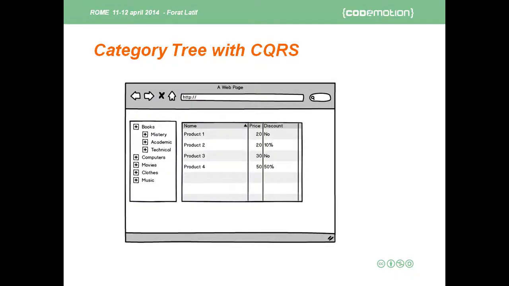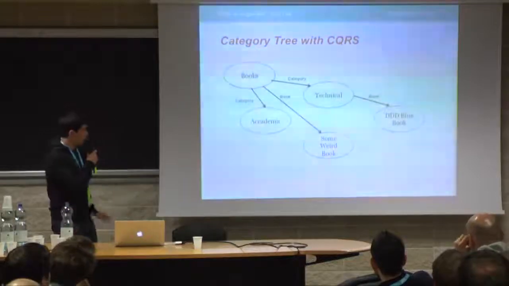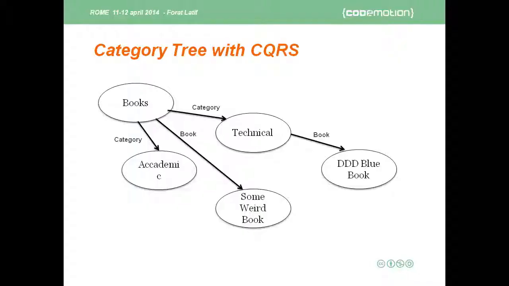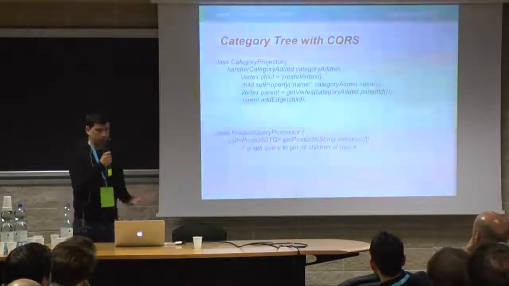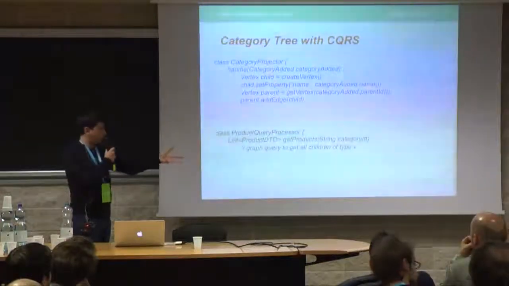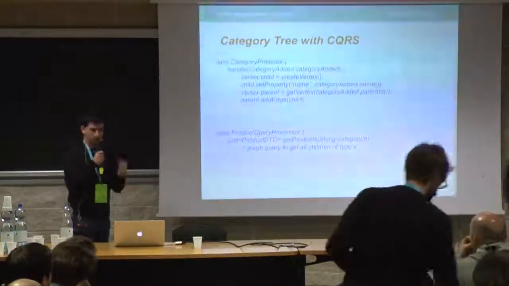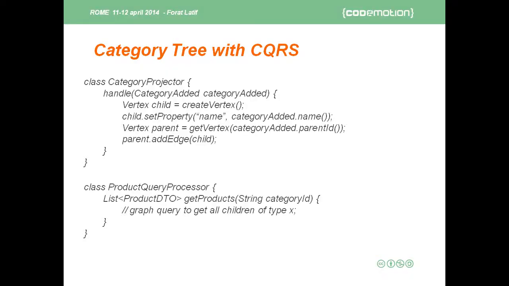So if we had to do that for the tree example, we could choose for the read model the right data structure, which is a graph, like this, right? You have a graph that would navigate to the categories and all the children and all the products. And to do that, it would be pretty simple. I'm using a simple API called Blueprints, but you don't have to understand it. The concept is that when a category has been added, I just modify my graph. And then when I want to read all the products inside a category, I just navigate the graph. And that's it.